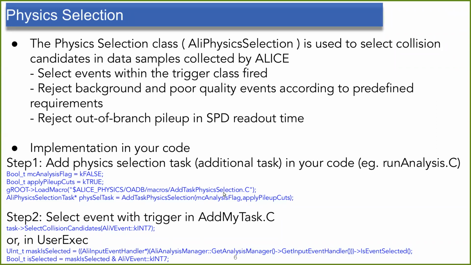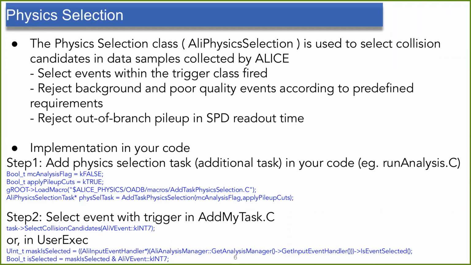In case of data, we use this MC flag false, and in case of Monte Carlo, we use this MC flag true. And this apply pile up cuts, we always use true to reject this out of bunch pile up event in the SPD readout time.